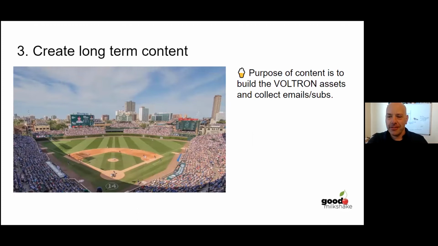Okay, so the purpose of this content is just to build these VOLTRON assets and collect emails and subscribers. When I'm talking about subscribers, I'm talking about Facebook Messenger subscribers, and we'll get to that in a minute. Facebook Messenger has changed a little bit in recent years, in probably the last 18 months or so, making it a little bit more difficult to reach out to the people on your subscriber list. But it doesn't mean it's any less valuable. So I'll go through that in just a moment.